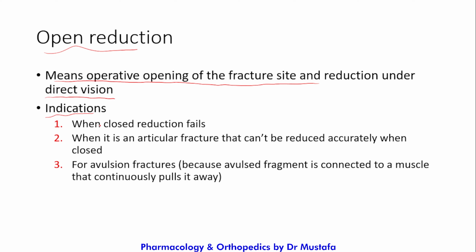Indications of the open reduction are when a closed reduction fails, as we mentioned, when it is an articular fracture that can't be reduced accurately when closed, and for avulsion fractures, because avulsed fragments are connected to a muscle that continuously pulls them away. So you have to openly reduce the fragments and stabilize them using internal or external fixation.